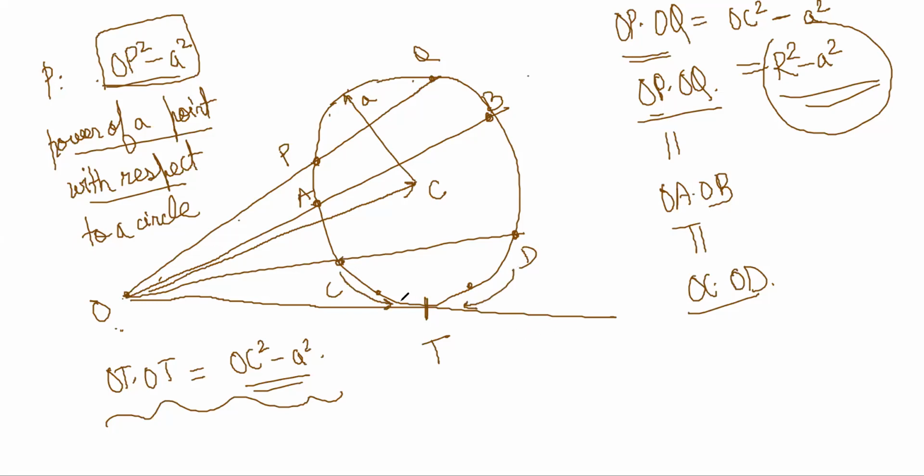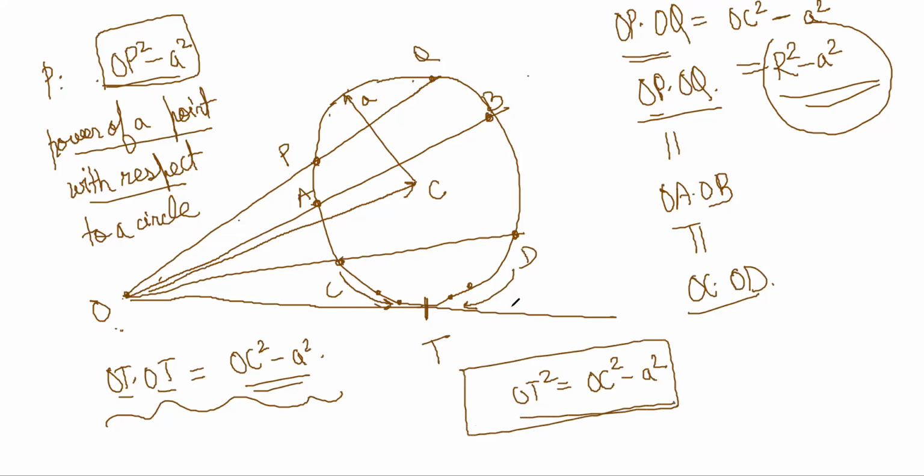Notice what will happen. If you bring it closer, it will become OT into OT eventually, no? They become the same point, right? And then this line becomes a tangent, right? So you get the length of tangent square is equal to OC square minus A square, which fits, right? Pythagoras theorem.